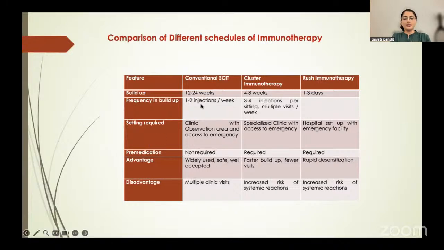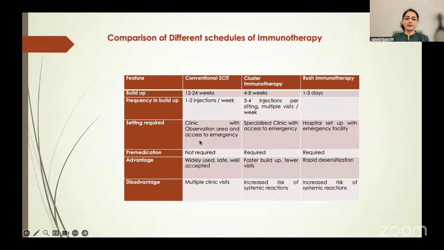In the conventional schedule, you give 1 to 2 injections per week. In cluster immunotherapy, you give 3 to 4 injections per sitting, and you have multiple visits in a week, like 3 or 4, and every time you build up with 3 to 4 injections. And rush immunotherapy is done under admission, over 2 or 3 days.